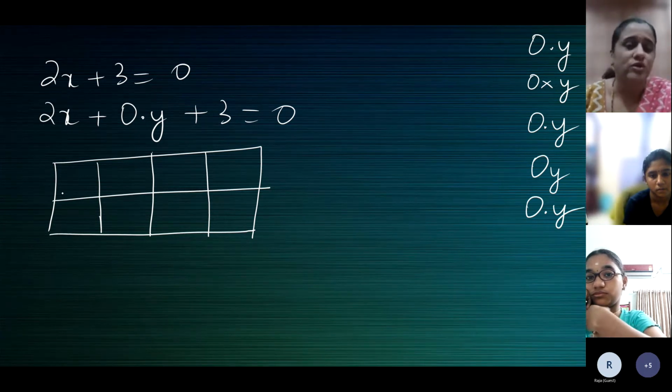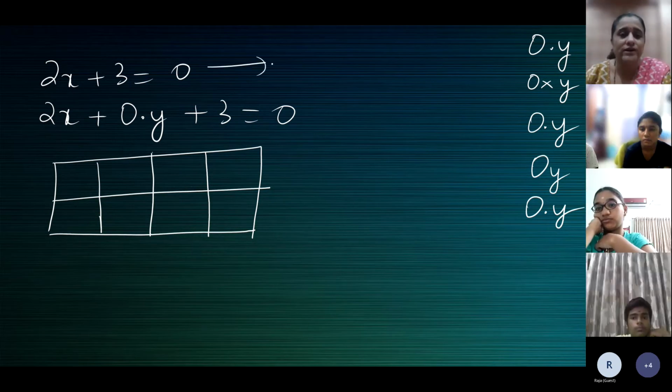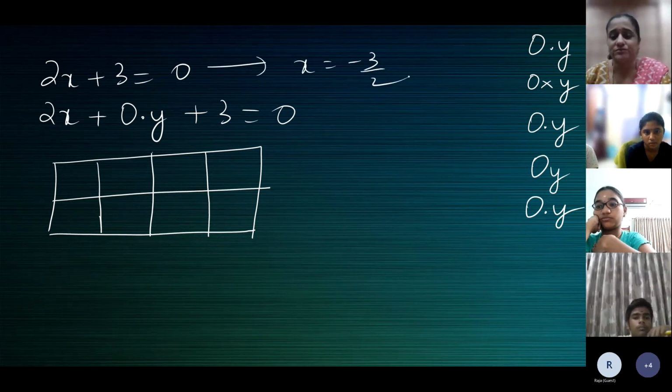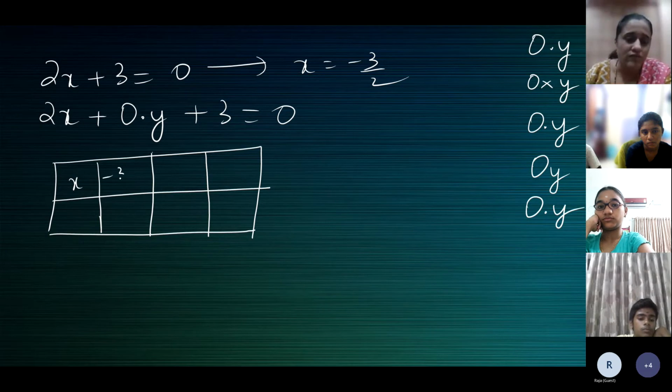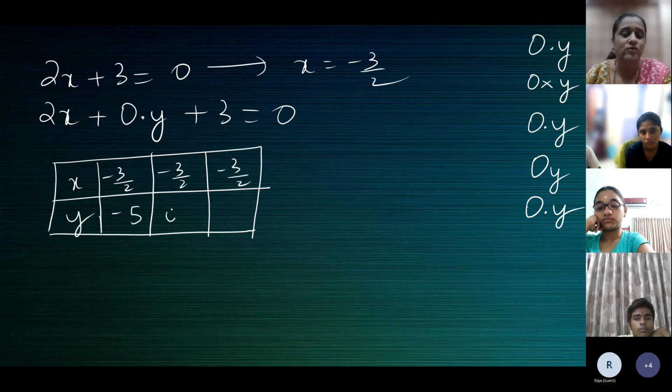Now for this one, when you solve it, what do you get? X is equal to minus 3 by 2. When we solve 2x plus 3 is equal to 0, we get x is equal to minus 3 by 2, which means x is always minus 3 by 2 for any value of y.